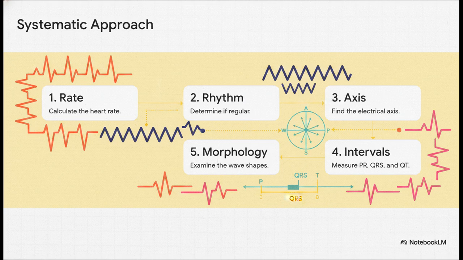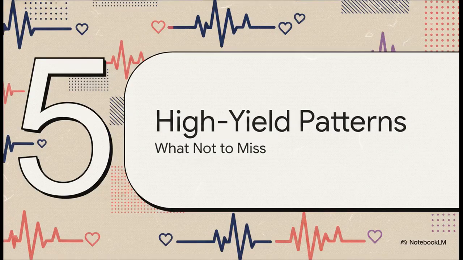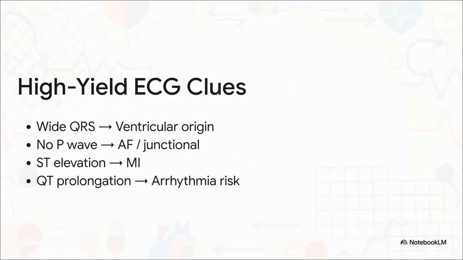Following this exact order is what separates the experts from the novices, because it makes sure you never miss a thing. So let's use that system and apply it to a few of the most critical, high-yield patterns you'll see. These are the kinds of ECG findings that you absolutely, positively cannot afford to miss in a real clinical setting. I want you to commit these associations to memory. See a wide QRS, your first thought should be that the rhythm is coming from the ventricles. See no clear P waves, you should be thinking about atrial fibrillation. An ST segment elevation, that is the classic urgent sign of a heart attack, a myocardial infarction. Recognizing these patterns fast can literally save a life.